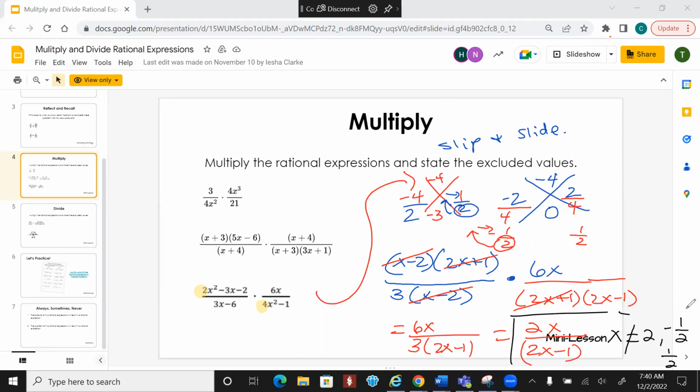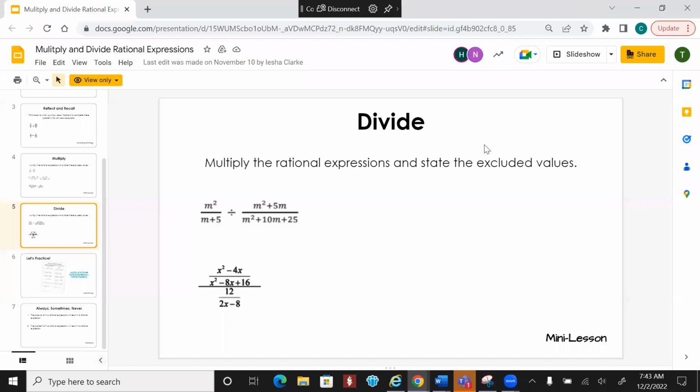Yeah, that got a little long and a little low. Okay, so notice how this went from being a very easy problem to a very complex problem. Very similar to how multiplying is. You're going to still factor. The biggest thing that you're going to do is keep, change, flip. Okay. So again, keep, change, flip.